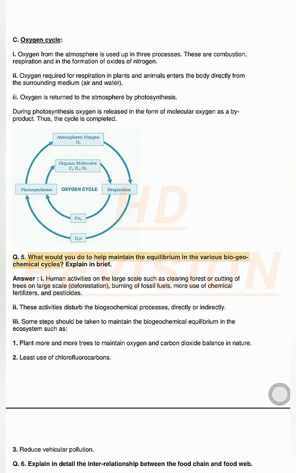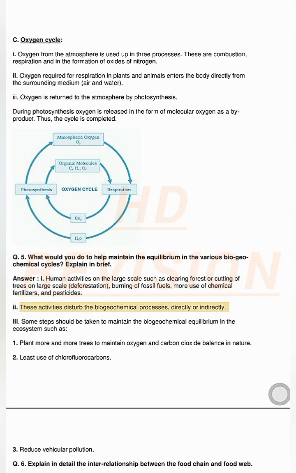Q5. What would you do to help maintain the equilibrium in the various biogeochemical cycles? Explain in brief. Answer. I. Human activities on a large scale such as clearing forest or cutting of trees on a large scale, deforestation, burning of fossil fuels, more use of chemical fertilizers, and pesticides.